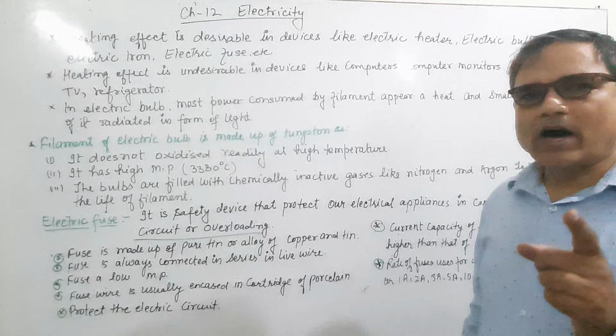You have seen different types of cups, designs of cups. These are made of porcelain. Inside that, the wire is used. We have to keep the fuse wire inside the cartridge of porcelain. It protects the electric circuit. Why? When current exceeds its limit, the temperature will increase and melt the fuse wire, and the circuit will break. It protects the whole circuit of the house.